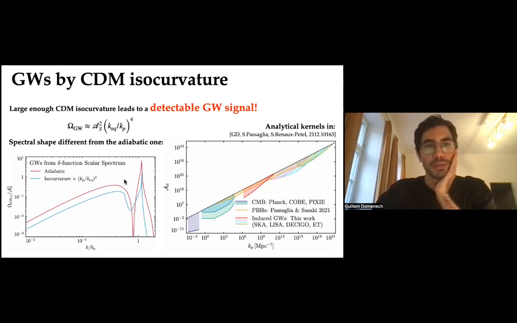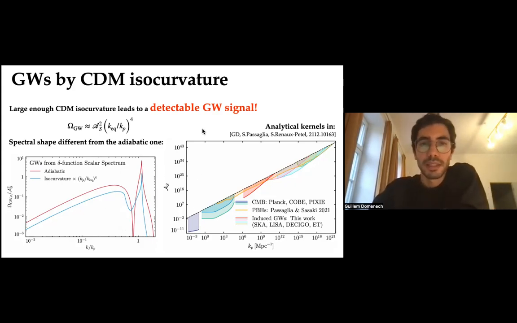And the spectrum of the gravitational wave is similar. So this is the spectral density versus wave number or frequency. You have here the adiabatic one in red and the isocurvature in blue. So they look more or less the same. This minimum does not reach zero and so on. The peak is in the same position, but the growth is a bit different and the IR scaling is the same.